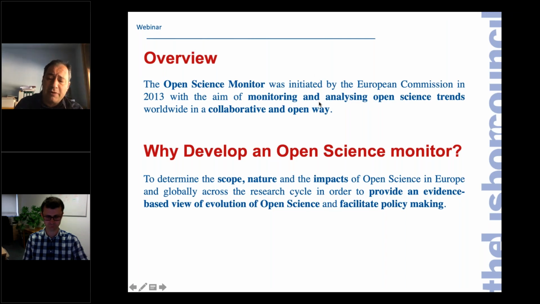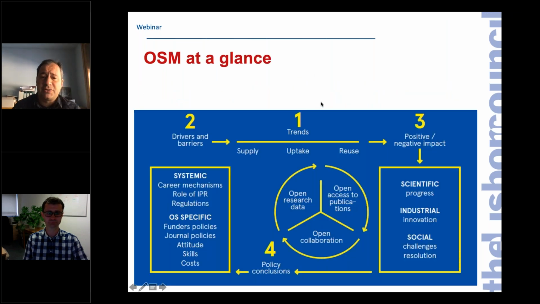To do that, we focus on different issues, and if you could look at the central circle, we focus on open access, of course, which is, if you want, the most visible part of open science. We look at open research data, and we also look at open collaboration. Open collaboration is kind of an umbrella definition which takes everything that is not publication and data. Hence, software falls under open collaboration in our perspective.